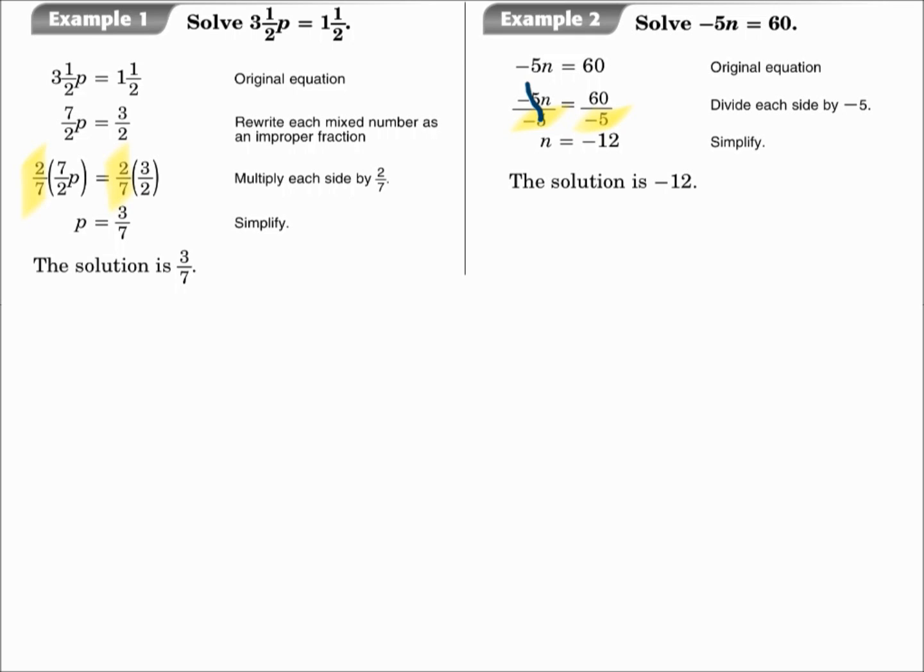If it was the variable divided by a number, you would do the opposite and multiply both sides by that number. Always do the opposite operation to move a number to the other side of the equation. And remember to do that to both sides of the equation.